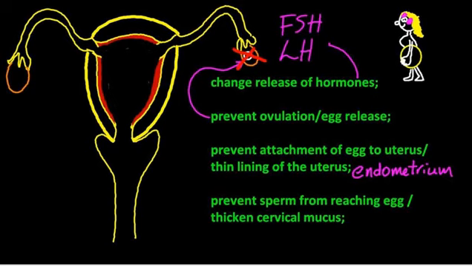So in summary, the estrogen and progesterone have an action on the gonadotropin releasing hormone and in turn on the FSH and LH. Because of the synergistic action on FSH and LH, there is prevention of ovulation, and that's why the egg is not released. And progesterone prevents attachment of the egg to the uterus, because of the thin lining of the uterus, which is not ready for implantation. Progesterone also causes thick cervical mucus, and because of this it prevents the sperm from reaching the egg.